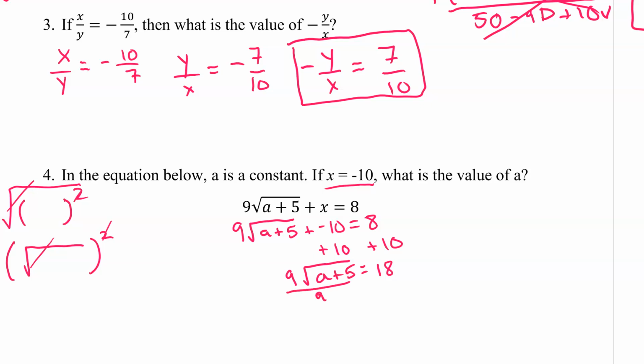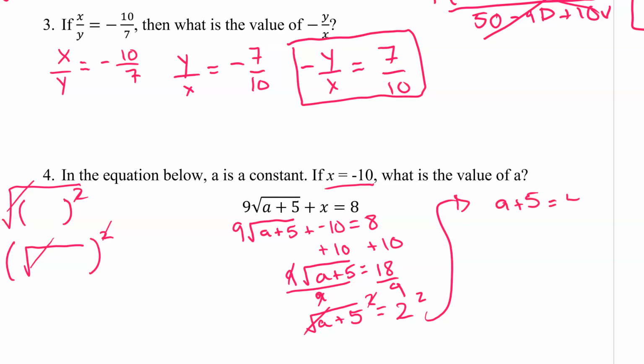Divide both sides by 9. And lo and behold, we have that square root by itself. So once we've got the square root by itself, we're going to use the square to get rid of it. So we square both sides. The squared and the square root cancel. So I've got a plus 5 equals 2 squared, which is 4. Subtract 5. A equals negative 1.